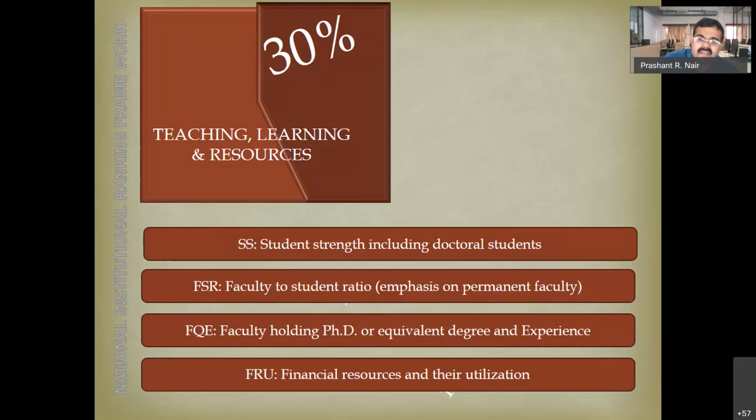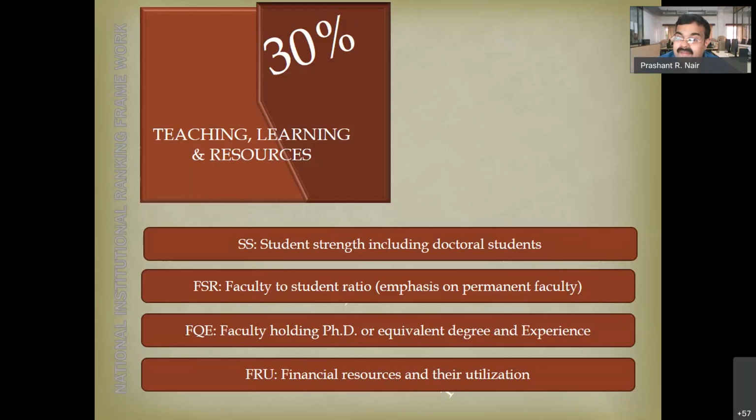So definitely all these four parameters, whether it is student strength SS, FSR, faculty to student ratio, FQE, faculty quality and experience, the number of PhDs and the experience that they have, and utilization of resources, where you are investing on library, student activities, cultural activities, sports activity, maintenance, infrastructure, augmentation of equipment, resources, labs, studios, all these are definitely India-specific parameters.